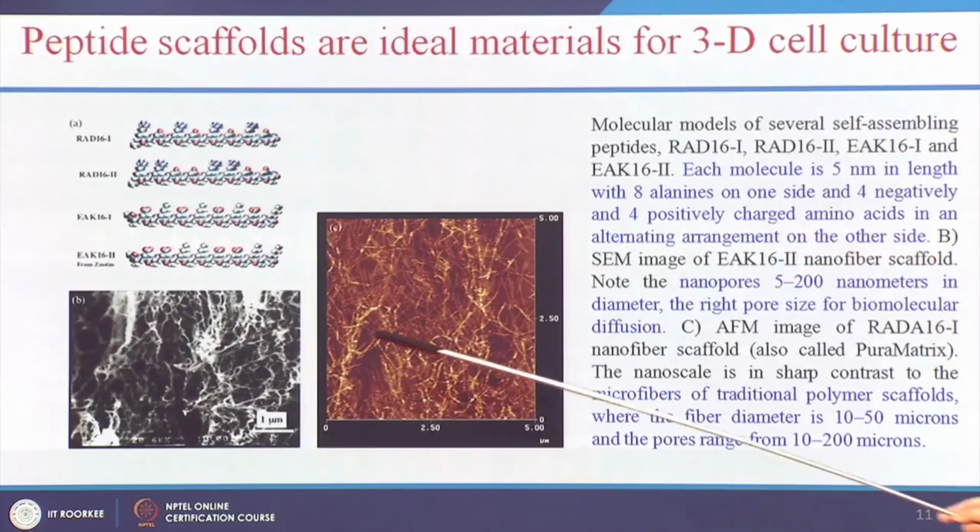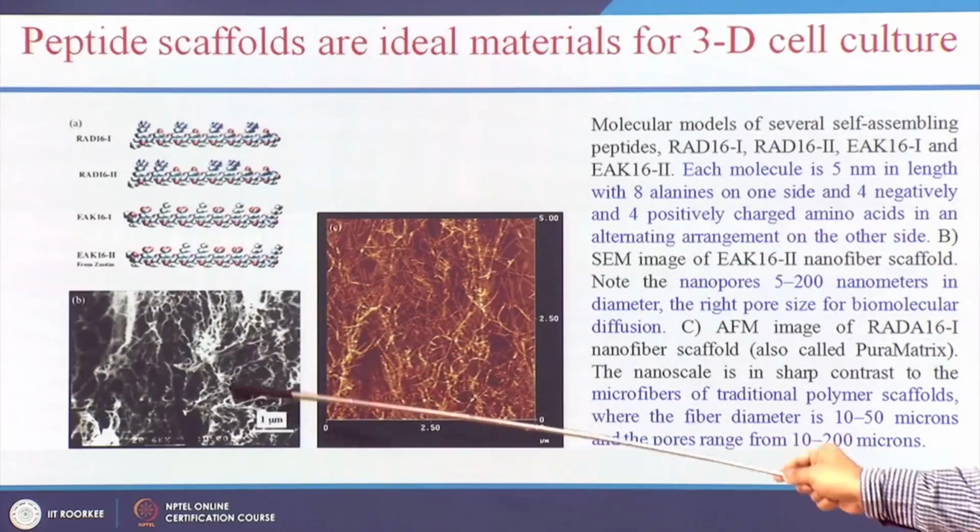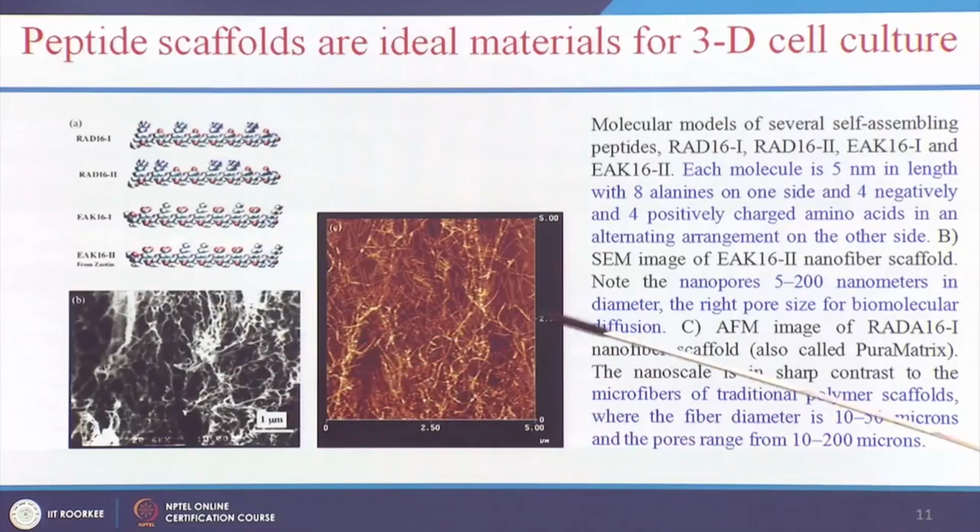So when you see this scaffold under the scanning electron microscope, you can see the porosity is between 5 to 200 nanometer in diameter. Okay. So which is the right pore size for biomolecular diffusion. So when you see the fibers under AFM, you can see that porosity is very small, like 5 to 200 nanometers, but in case of microfibers or traditional polymer based scaffolds, the fiber diameter will be between 10 to 50 microns and the pore size will be ranging between 10 to 200 microns.